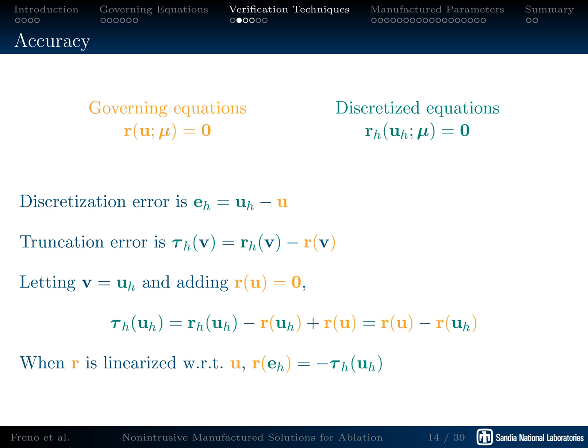On the left, we have the governing equations, and on the right, we have the discretized equations. R is the residual vector, U is the solution vector, and mu is the parameter vector. The discretization error is the difference between the discrete solution and the actual solution. The truncation error is the difference between the discrete residual and the actual residual. We can show that when the residual is linear, or linearized with respect to the solution, the residual of the discretization error is equal to the negative truncation error.